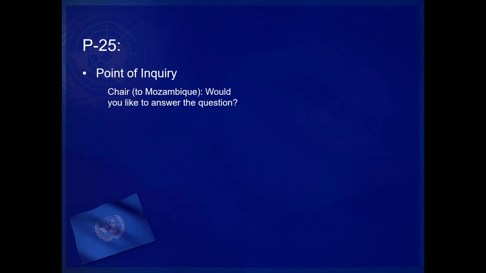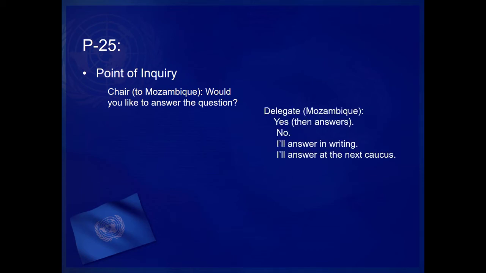Once the question is asked, the chair will ask the delegate who has the floor whether or not they would like to answer the question. The delegate, in our example Mozambique, then has several choices. They can choose to answer the question posed, and then speak briefly again to address the point raised. They can decline to answer the question, or they can offer to answer the question in writing or at the next caucus. This process continues until all P23 comments and P25 points of inquiry are exhausted. At that point, the speaker is then excused, and the chair calls the next speaker from the speakers list.